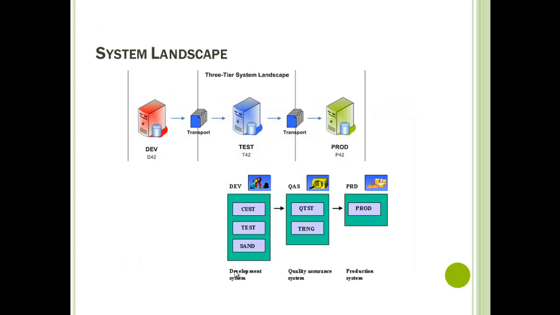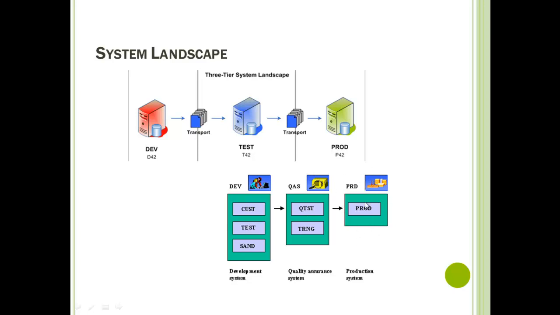Now let's have a look into a three system landscape. What is meant by three system landscape? This is a typical scenario of an SAP system. Why do we need a three system landscape? It's quite an interesting question. In a general scenario, SAP recommends that you have three different systems, meaning you have one development system, one quality system, one production system.